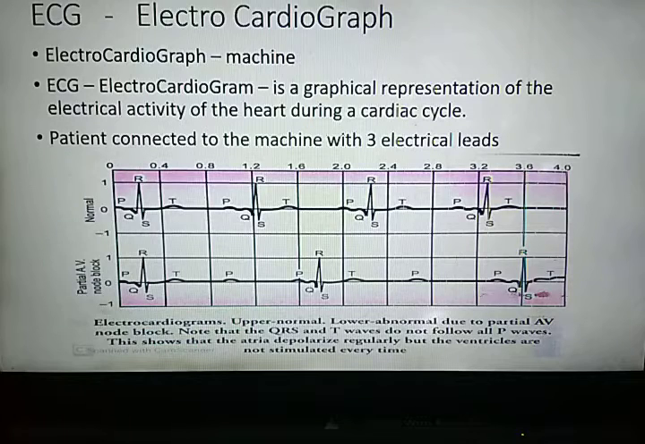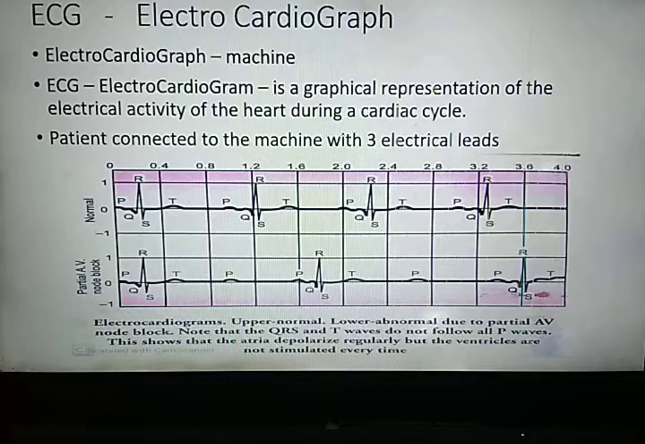Next topic is ECG or electrocardiograph. You are probably familiar with this scene from a typical hospital television show. A patient is hooked up to a monitoring machine that shows voltage traces on a screen.